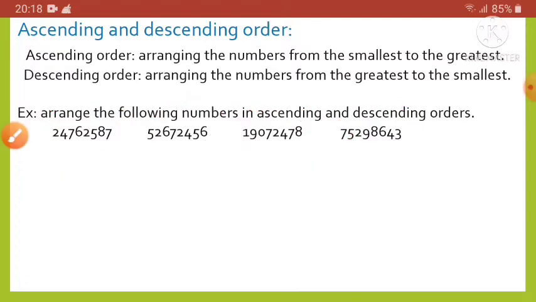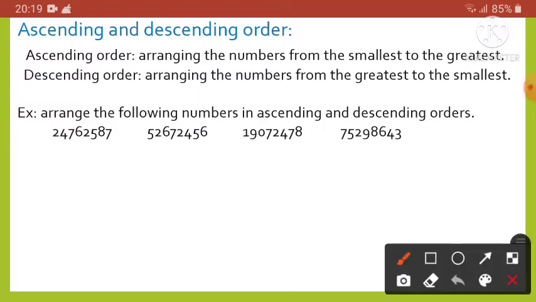Got it? So if we want to make the descending order, what will it be? Descending order means from greatest to smallest, because it is the opposite of the ascending order. So what will be the first number?